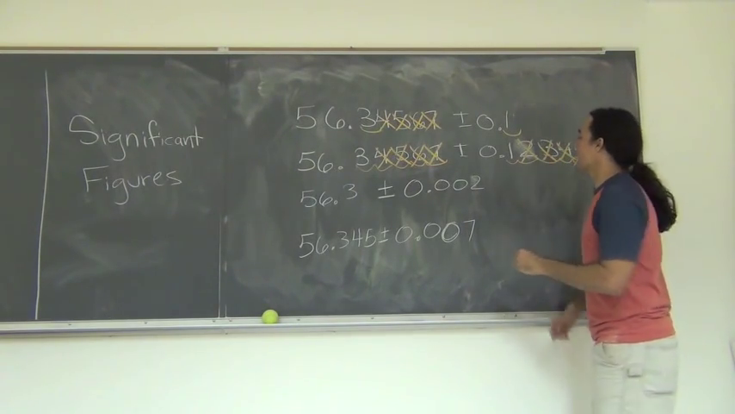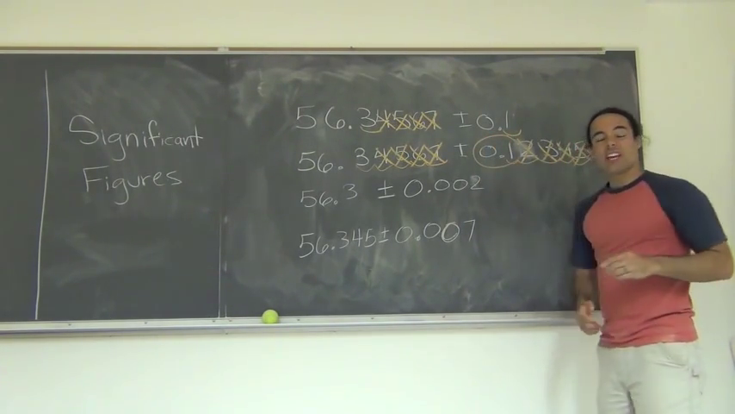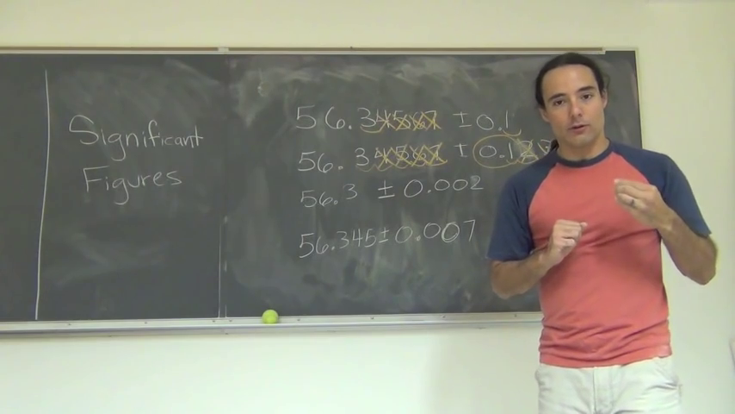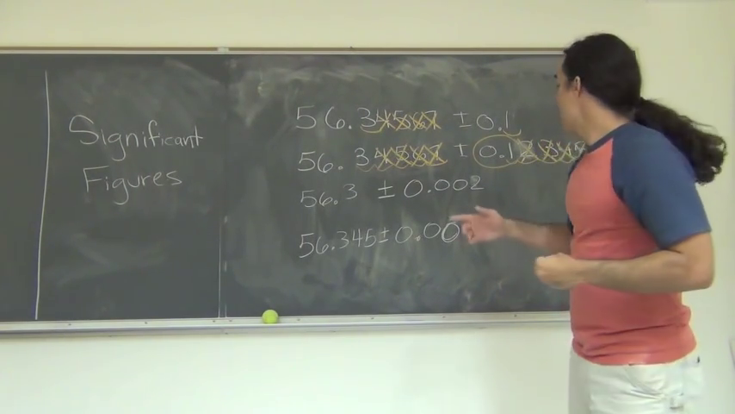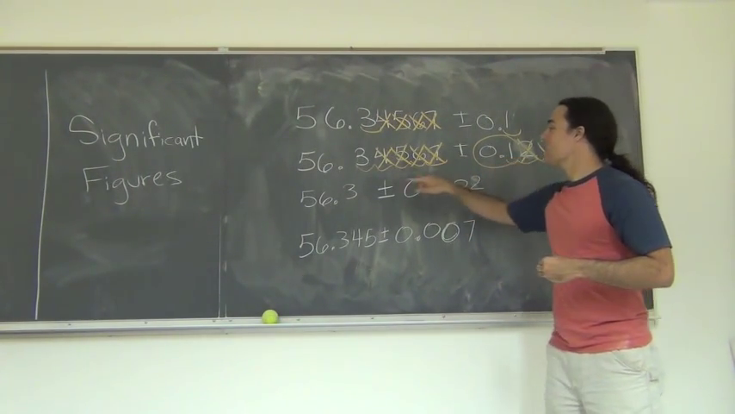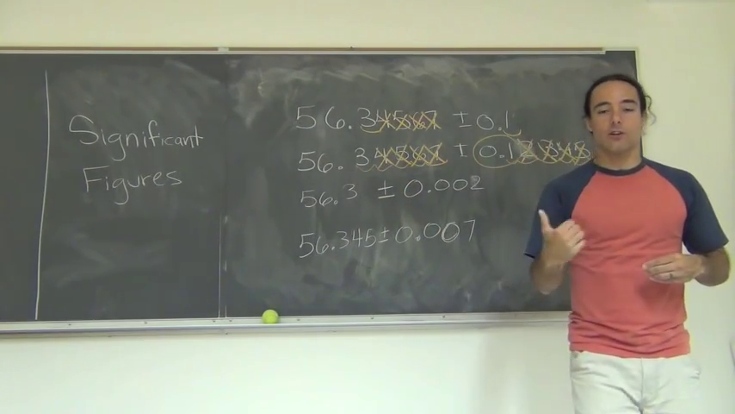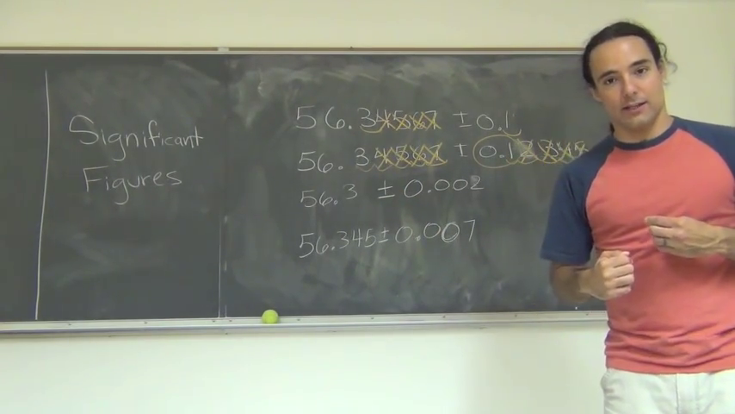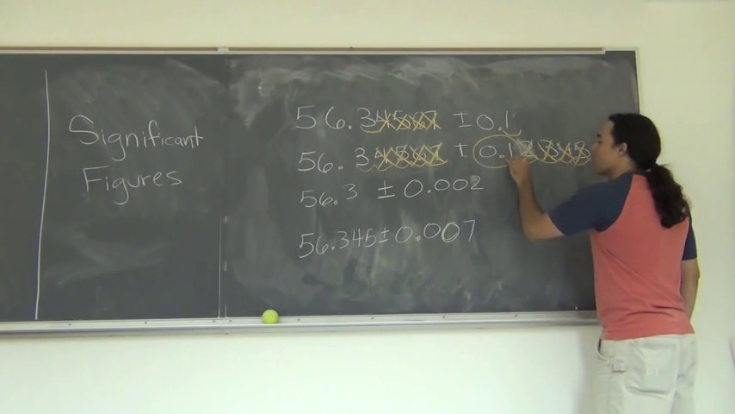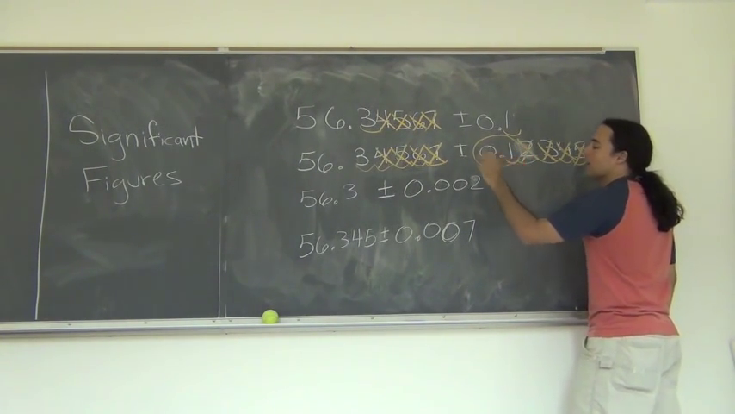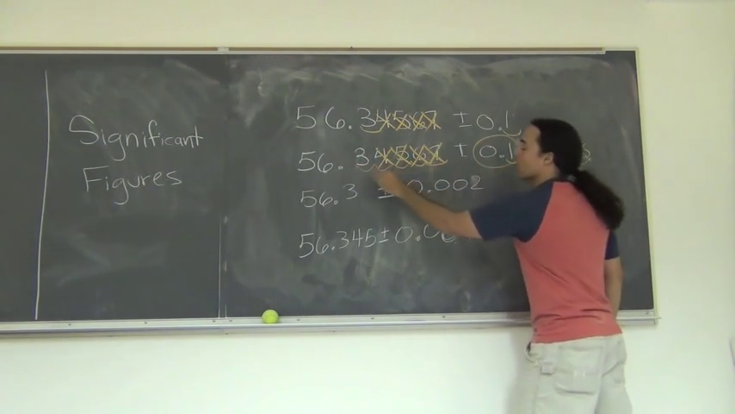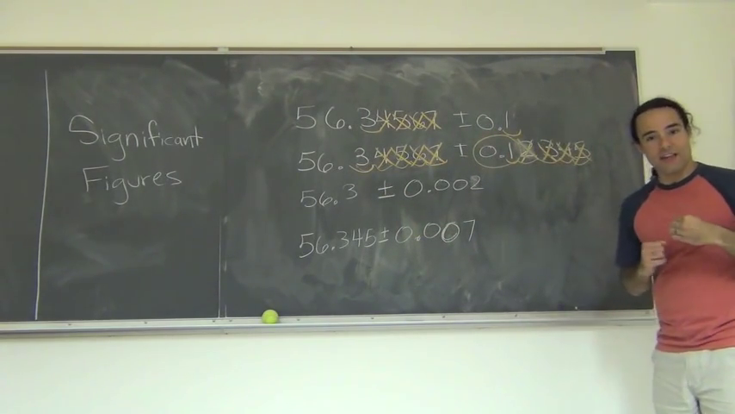To put that another way, see this number here? You always want one non-zero digit in your uncertainty. And you want it to appear at the same place as the last digit in your significant figures, your estimated digit. Here, one number after my decimal point, one number after my decimal point on that side as well.